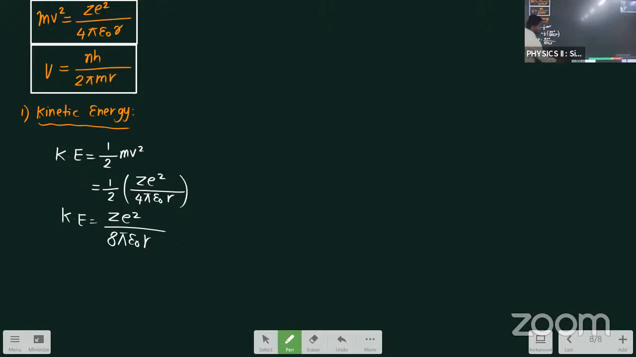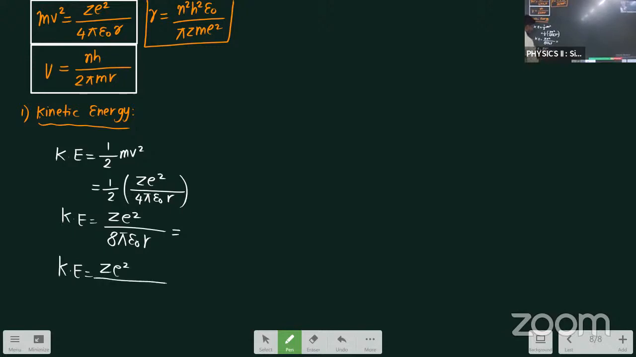Let us substitute the value of R. What was the value of R we got? Radius of the nth Bohr orbit R is equal to n square h square epsilon naught divided by pi Zm e square. This was the expression we got for radius. So if I substitute that value, kinetic energy is equal to Ze square divided by 8 pi epsilon naught. Now let us substitute the value of R here: n square h square epsilon naught divided by pi Zm e square.